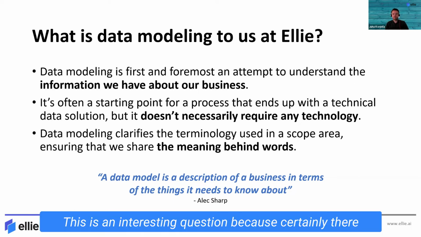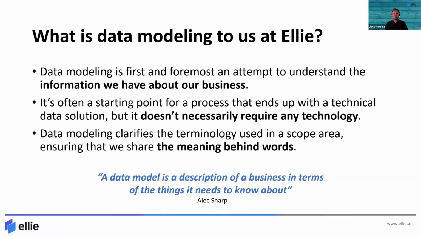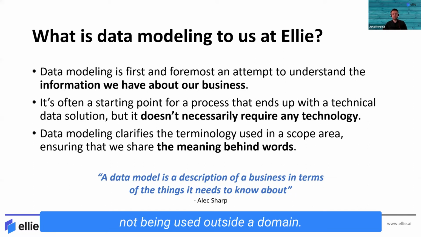This is an interesting question because certainly there are domain-specific things that don't even exist outside a specific domain. These could even be terms. So you have words that are not being used outside a domain. You have words that are being used between domains and so on. You have models that are internal to a domain, but you also have models that cover perhaps multiple domains. And there are models on different levels here.